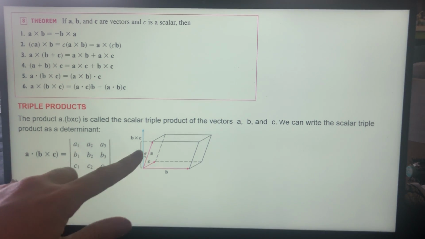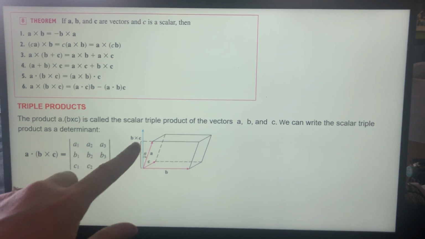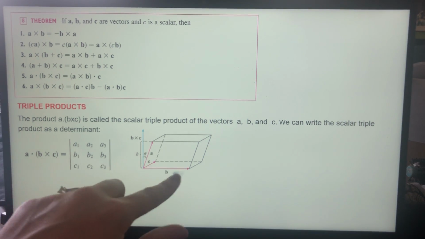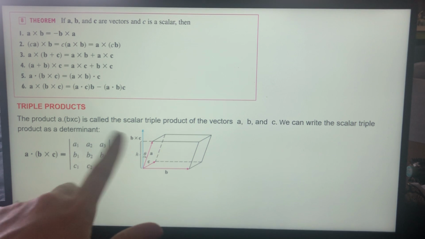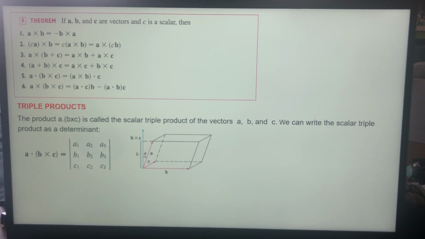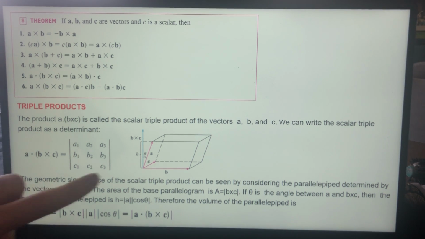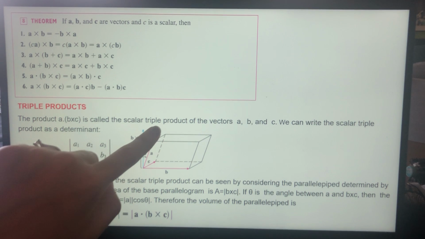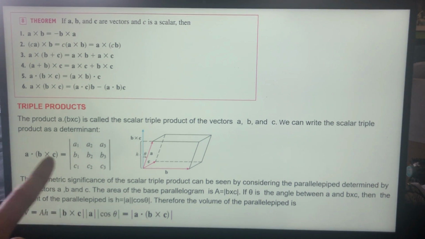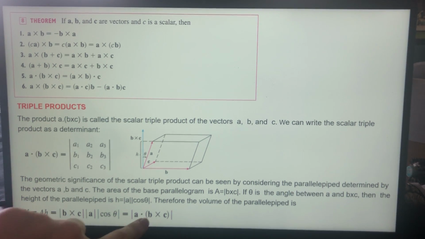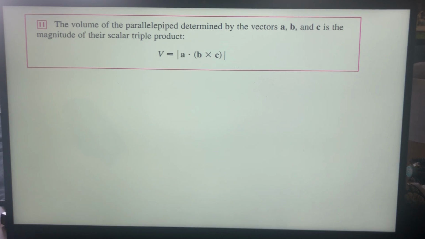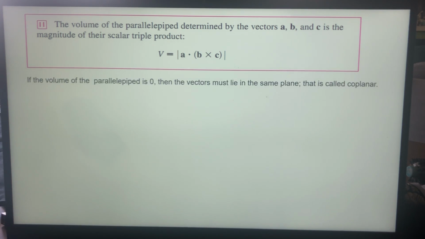And if A, B, and C are given like that, you can see that the volume of this parallelepiped is going to be the length of the triple product. Okay? So this is how we can find the volume of this parallelepiped. It is going to be the length of A dot B cross C. That's why we use it for the triple products in general. And this is the general explanation about that property.